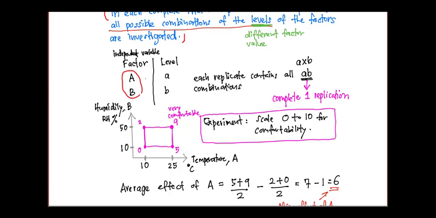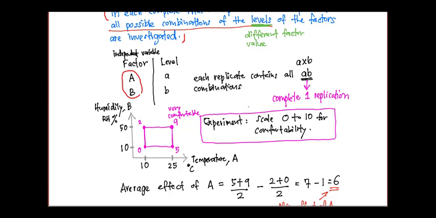We need to have different levels for our factors. So we choose two different levels for these two factors. For factor A or temperature, we check temperature 10 degrees Celsius and 25 degrees Celsius. So factor A has two levels, 10 and 25 degrees Celsius. Factor B or humidity also has two levels, 10% and 50%. So we have two factors with two levels. Each one has two levels.